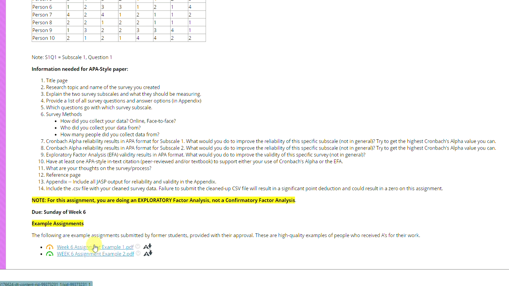And then also, if you need some examples, here are 2 wonderful examples of how your paper should look, and kind of an example of a really high quality assignment. So I hope this helps, and if you have any questions, let me know.